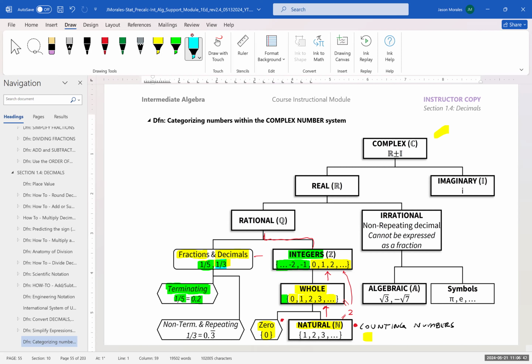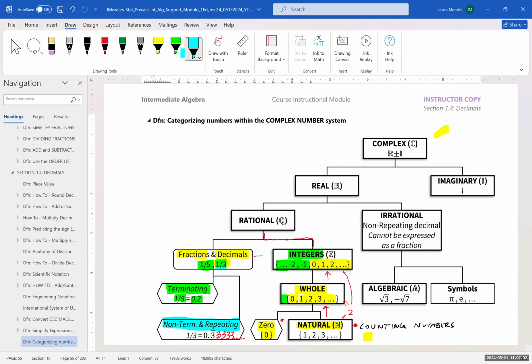I'm trying to select a different color, but it's not letting me. There we go.